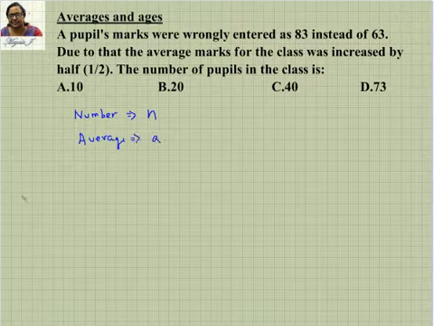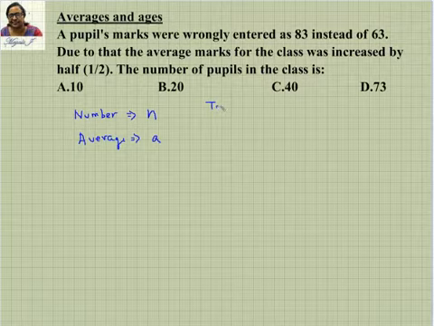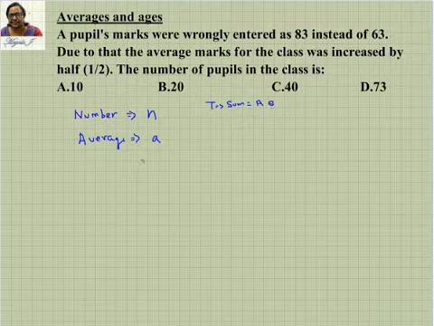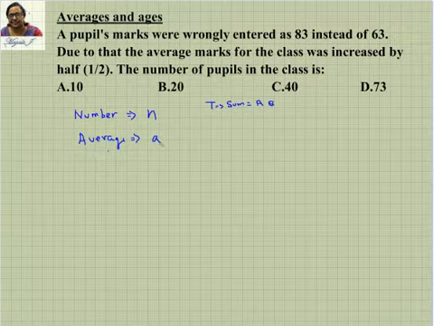Okay. And now there are three quantities you are aware of. That is total, or I can say the sum, which is always equal to average into quantity. So these are the three terms we generally use in the average problem. So when you have assumed the quantity and the average, the total can be found as n into A.